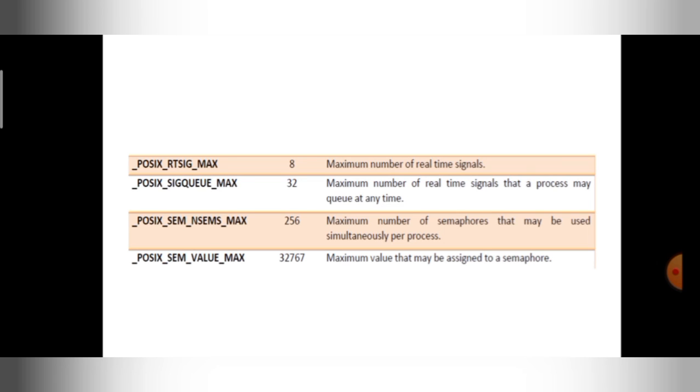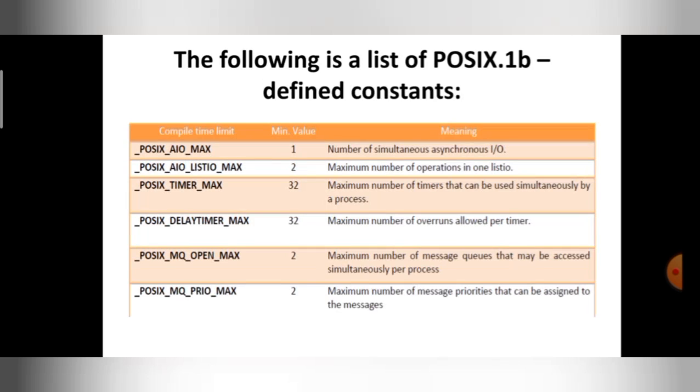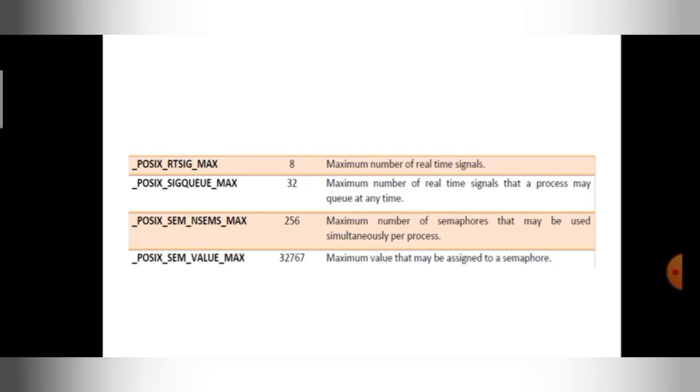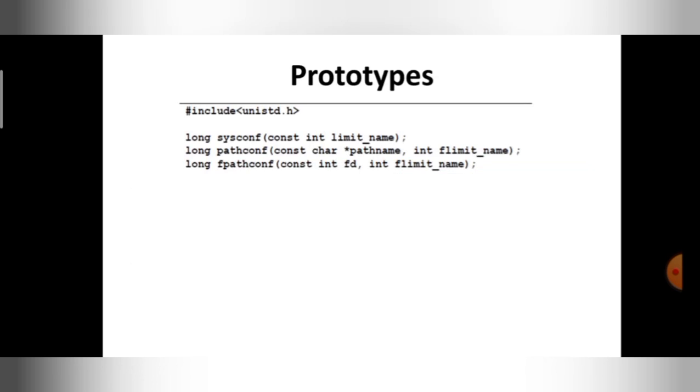Hope you are understanding. Next, POSIX semaphore value max. This is the maximum value that may be assigned to a semaphore. What is the minimum value here? 32,767 is the minimum value that is supported. Hope you are understanding, right guys? If you want to know more about the semaphore, the link is in the description.